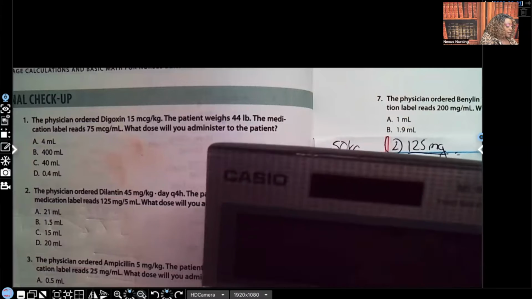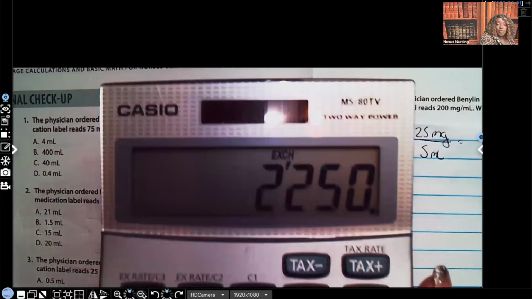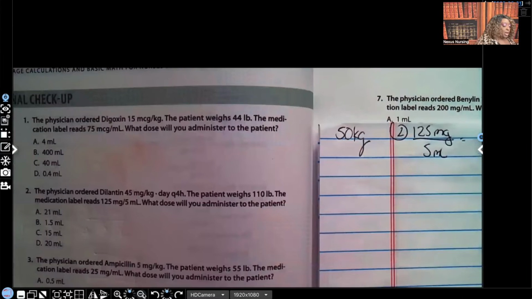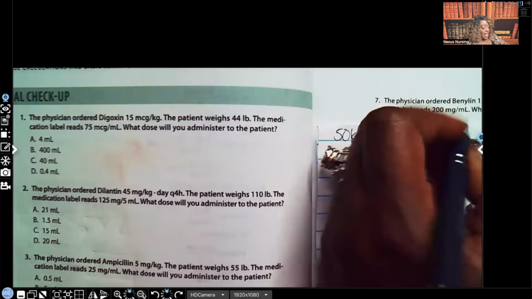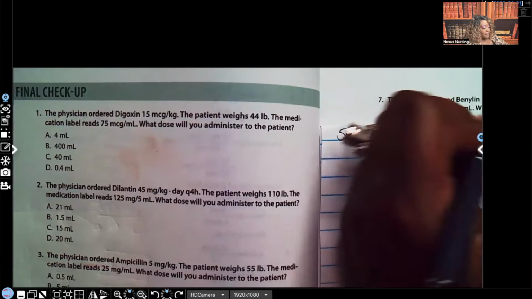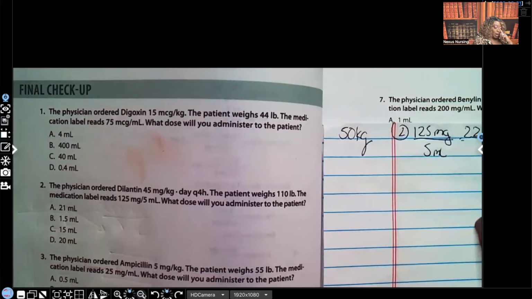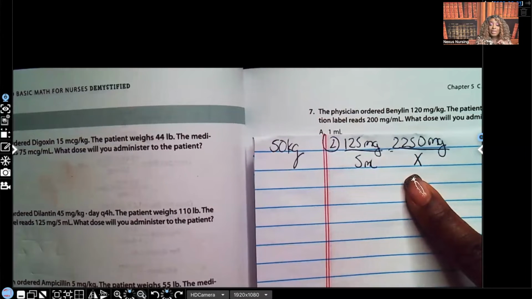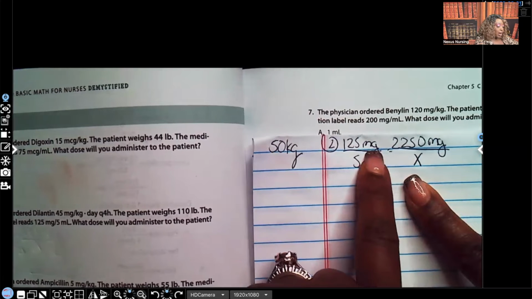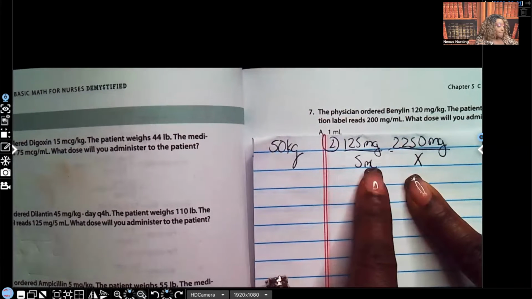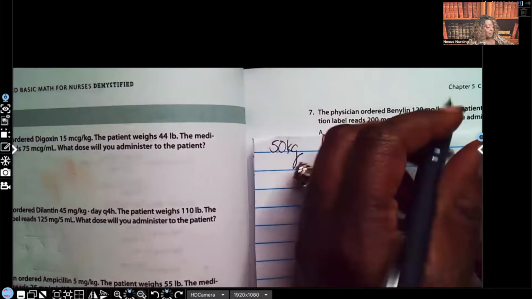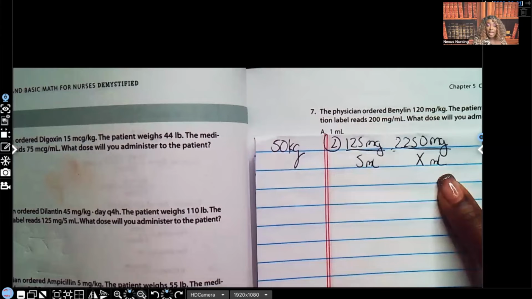45 times 50, that gives us 2250. So I'm going to write it down: 2250 milligrams over X. Remember, X is what we're solving for. Your units have to always match. Milligram, milligram, milliliters, X, what? Milliliters. Write it down so you don't forget.